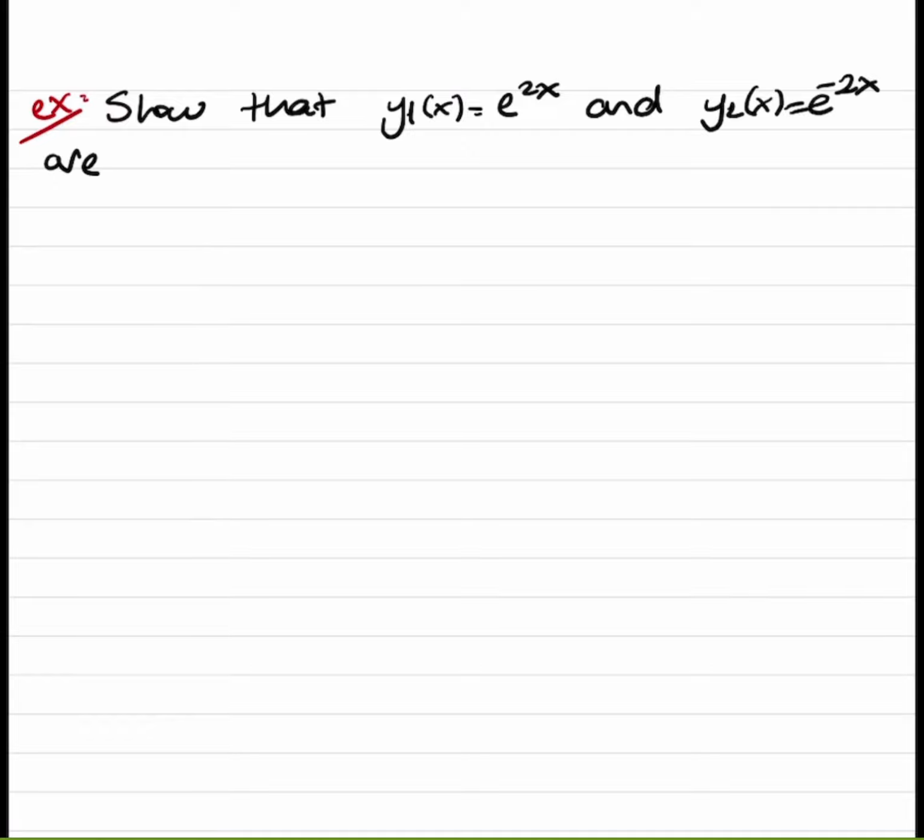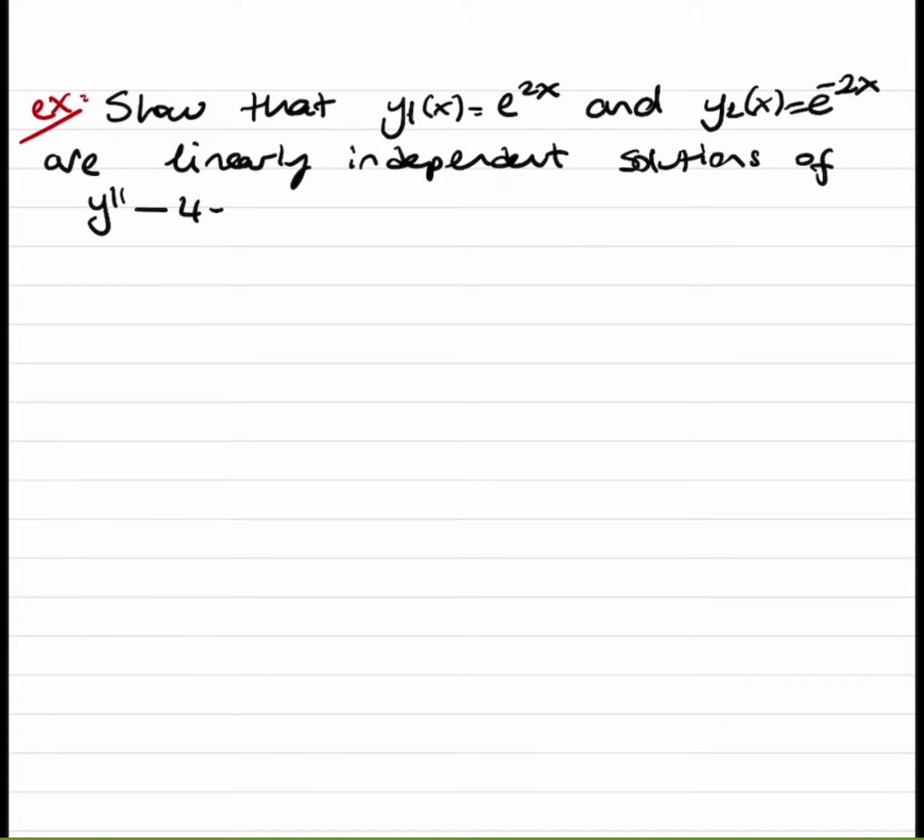Okay, let's do one more example. Show that y1 of x equals e to the power 2x and y2 of x equals e to the power minus 2x are linearly independent solutions of y double prime minus 4y equals 0. Okay, but it says they are solutions, so we need to check that they are solutions also.